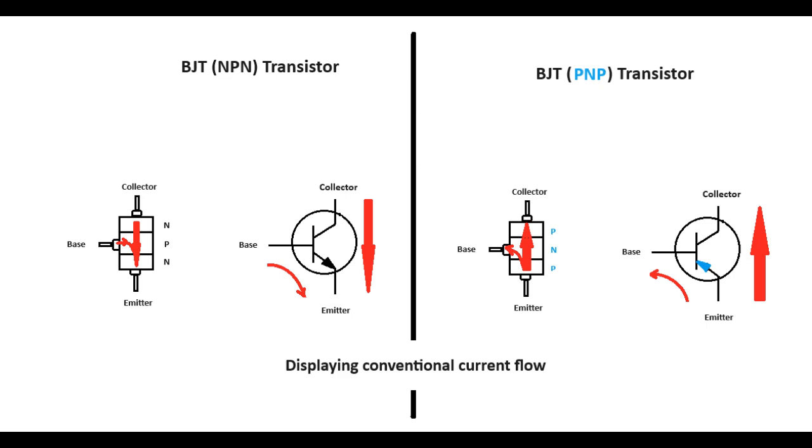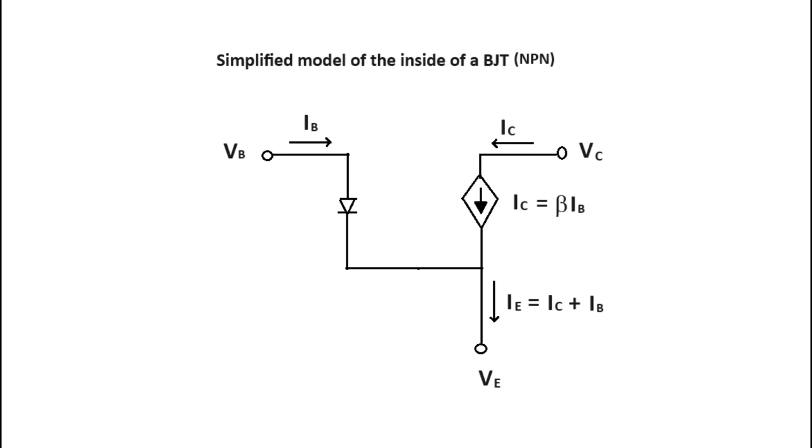Either way, the middle layer acts like a valve or gate that controls the current moving through the three layers. Here is a simplified model of how the NPN transistor works internally. Once a voltage that is 0.7 volts or higher is applied to the base of the NPN transistor, the transistor will switch on.